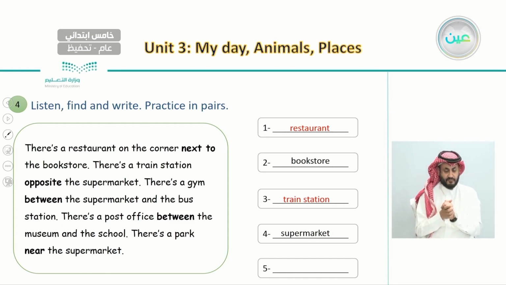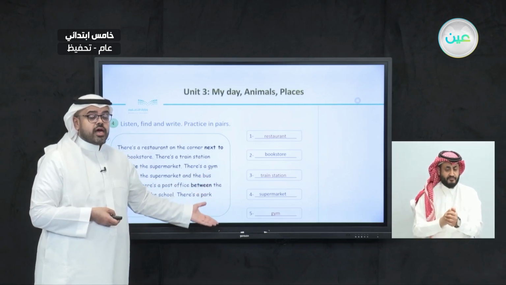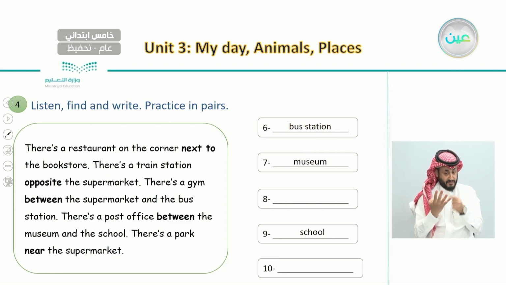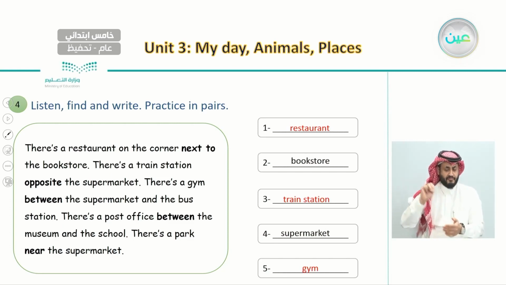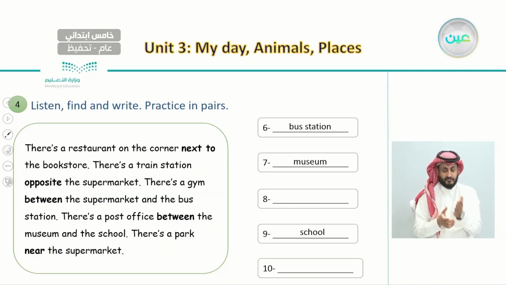So there is a gym between the supermarket and the bus station. So here with number 5 we can say that we have a gym, because it says that there is a gym between the supermarket and the bus station. Number 4 is a supermarket, and number 6 is a bus station, and between them is a gym. Let's continue reading to answer number 8 and 9.